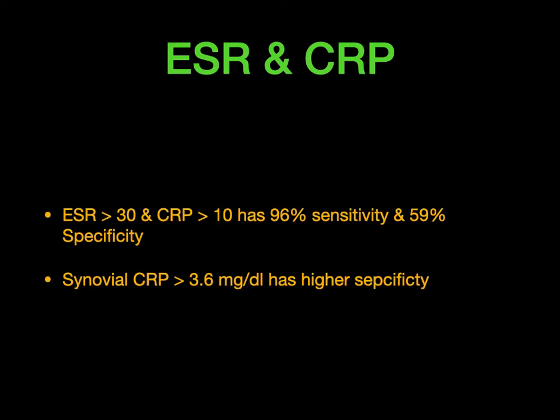ESR and CRP are the commonest blood investigations that can be done, and ESR more than 30 and CRP more than 10 has been shown to have more than 96% sensitivity and 59% specificity in diagnosing periprosthetic infection. An upcoming trend is to measure the synovial CRP, and if it is more than 3.6 milligram per deciliter, it is shown to have higher specificity.